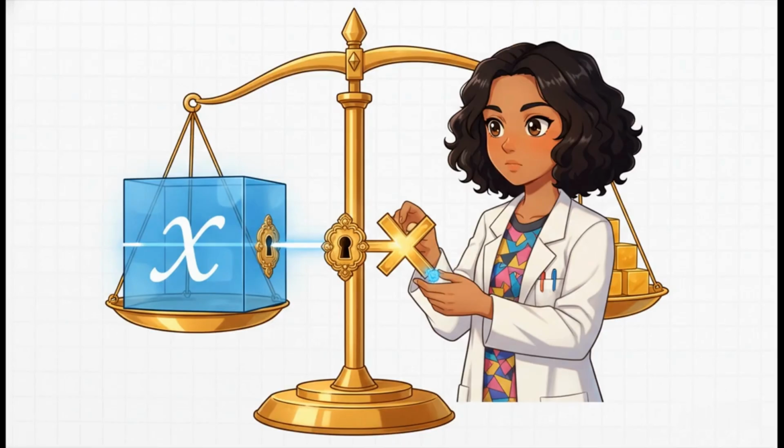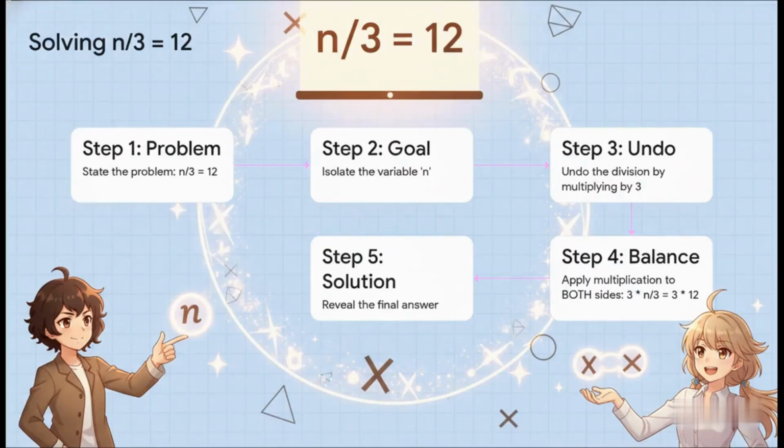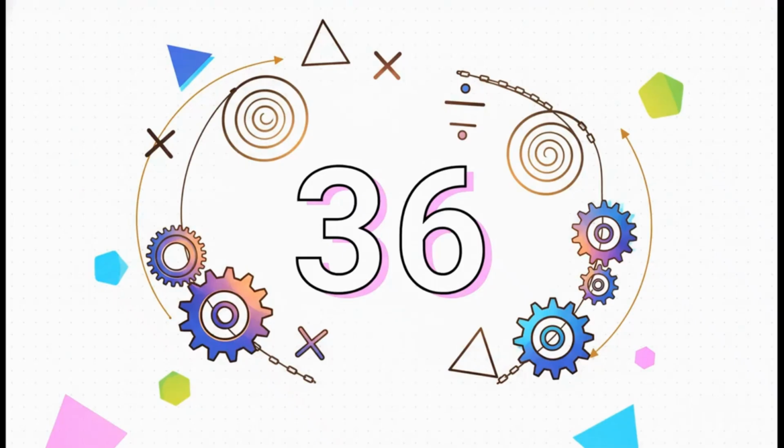So let's say our puzzle looks like this. x divided by 4 equals 8. The goal is exactly the same. Get x all alone. To cancel out or undo that division by 4, we're going to use its opposite, multiplication. Okay, here we go. New problem, same exact process. n divided by 3 equals 12. Our mission? Isolate n. To undo that division by 3, what do we do? We multiply by 3. And where do we do it? You got it, to both sides. So we get 3 times n over 3 equals 3 times 12. Which gives us our answer, n equals 36.